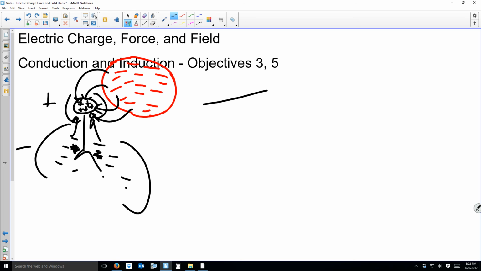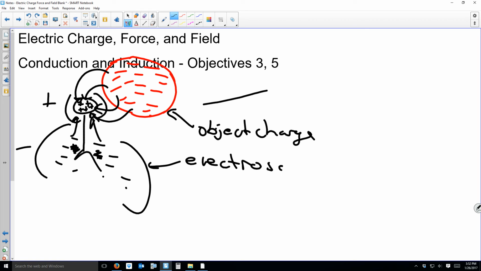So when I charge by conduction, when I actually touch something, whatever charge my object was, my electroscope is going to get the same charge. So these two charges are the same if by conduction.